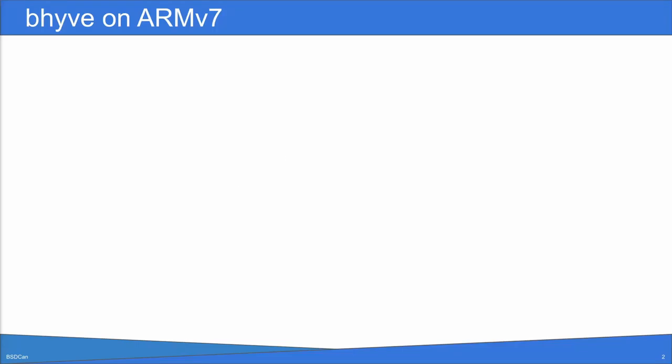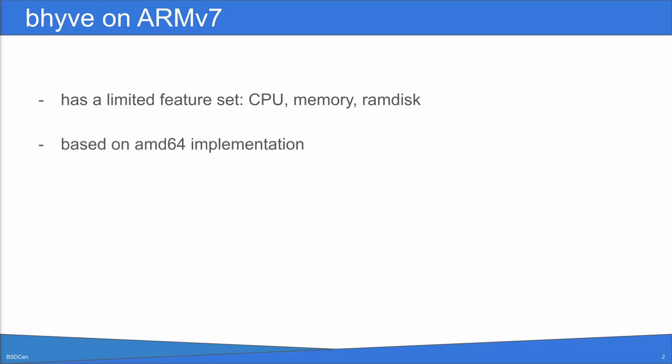The implementation for ARMv7 for bhyve has a quite limited feature set. That means it's only able to virtualize the CPU, memory, and RAM disk. It doesn't really support any advanced features such as disk or Ethernet, but was used as a proof of concept for later implementations. We do have an ARMv8 implementation that has been started and is being worked on, but it's not in the scope of this presentation.